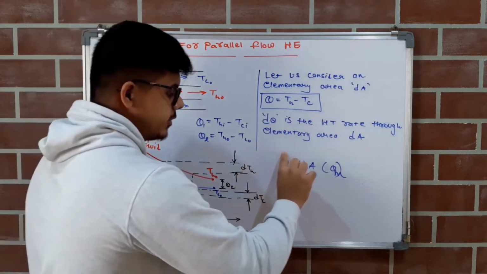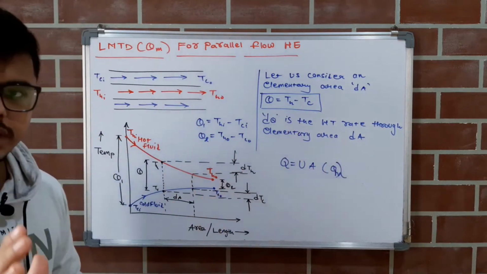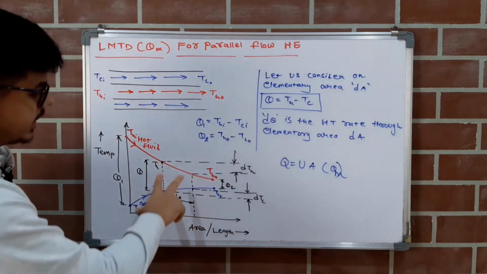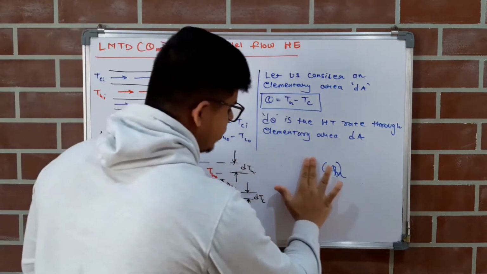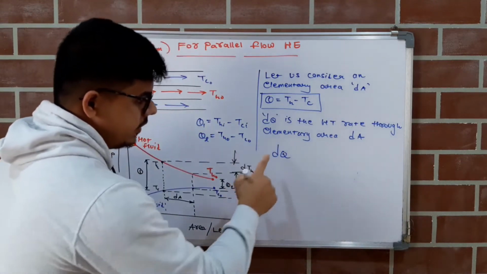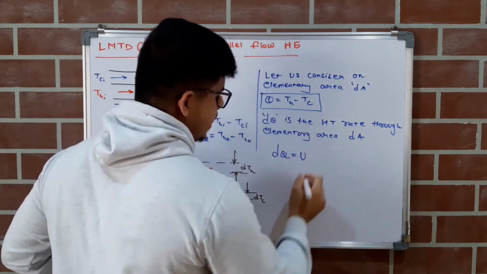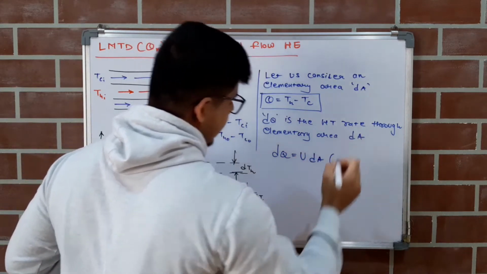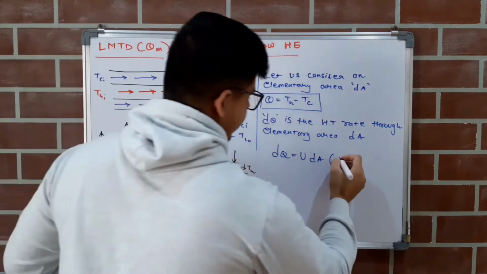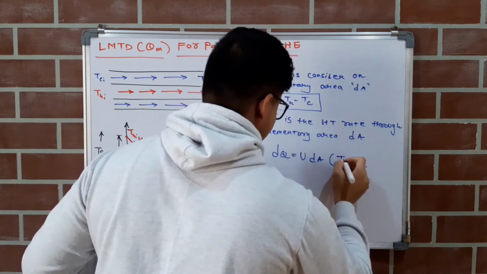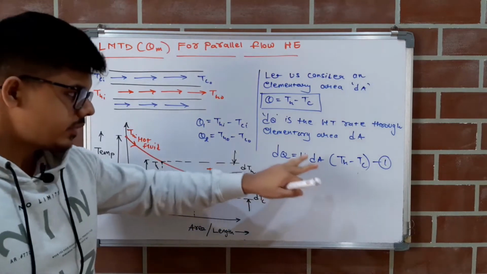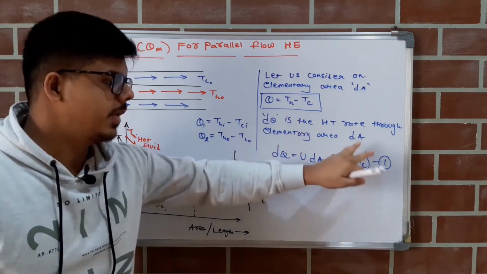We use this formula for the heat transfer rate of the heat exchanger. Now this formula applies to the whole heat exchanger, but we are considering an elementary part. So we will use this formula only, but with modifications. That is, dQ is equal to U, which remains constant, into dA, into the temperature difference, which is Th minus Tc. Let us say this is equation number 1. So we got the first equation, for the heat transfer rate through the elemental area.